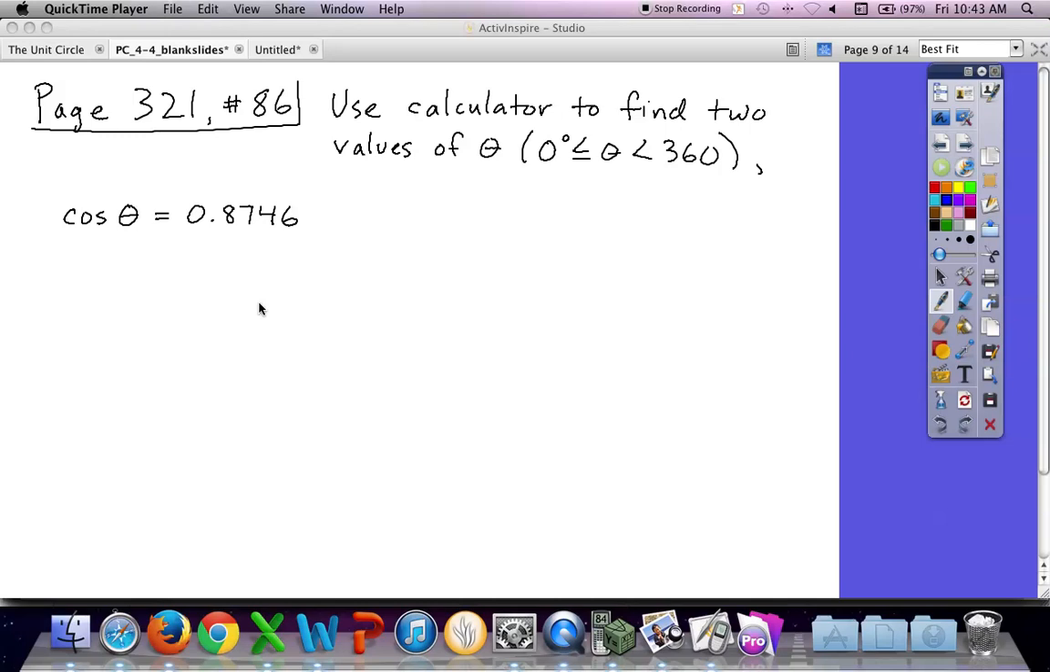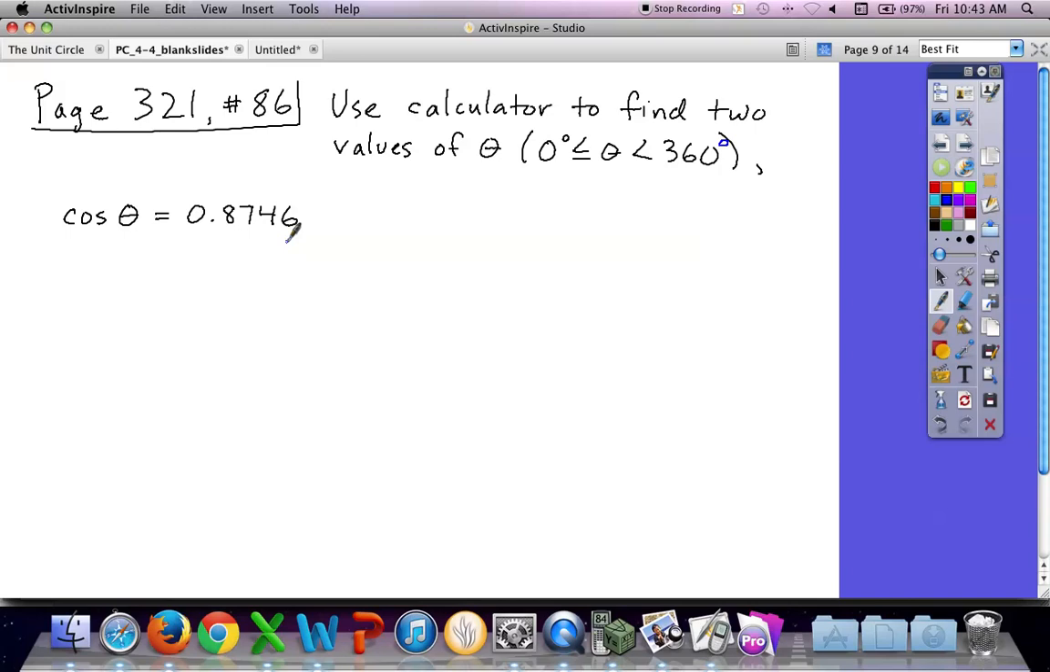So the directions on this say, use the calculator to find two values of theta between 0 degrees and 360 degrees, which tells you which mode you should be in. Degrees, right? If that said 0 and 2 pi, then you would know radians. But it said degrees, so we're in degree mode. All right? The cosine of theta equals 0.8746. Again, how do you solve for the theta when the theta is inside of the function?